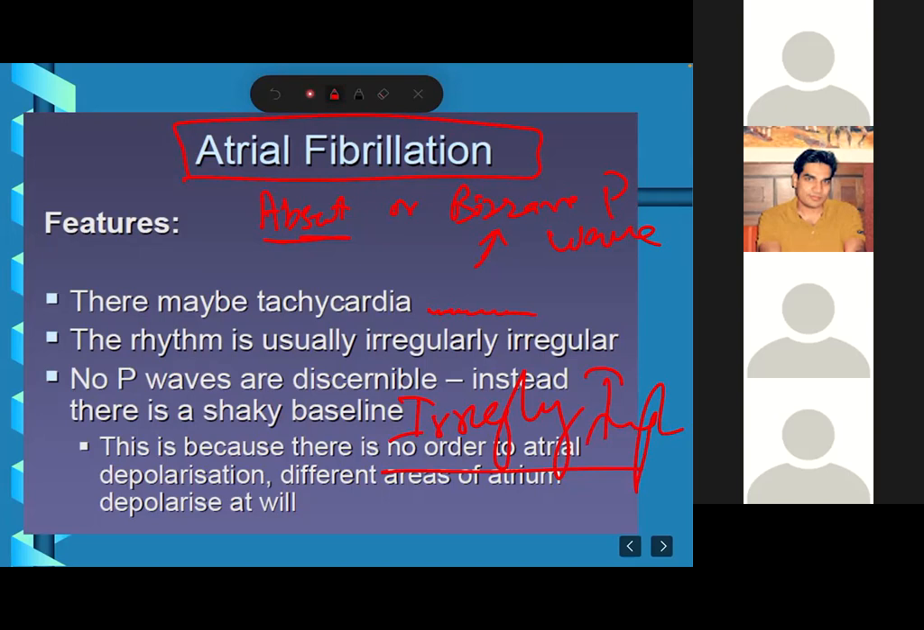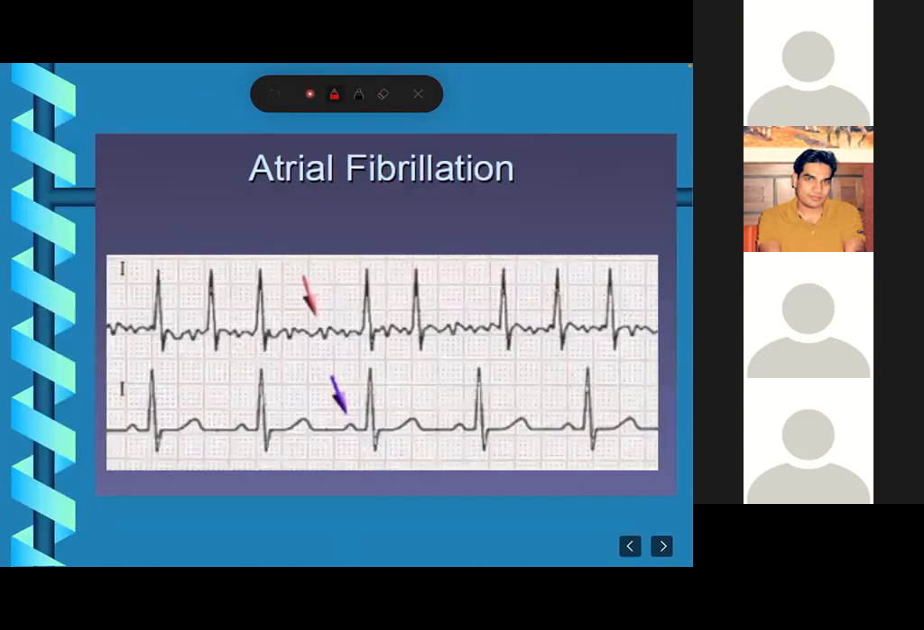If there is irregular rhythm with absent or bizarre P wave, there is atrial fibrillation. In blocks, it is always regularly irregular. So we grossly differentiate blocks from atrial fibrillation by the pattern: if the irregular rhythm is regular, then it is a block, and if it is irregularly irregular, then it is more likely atrial fibrillation. Like this, these are the fibrillatory P waves.